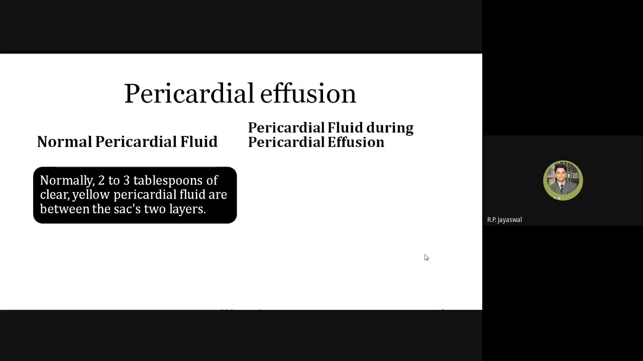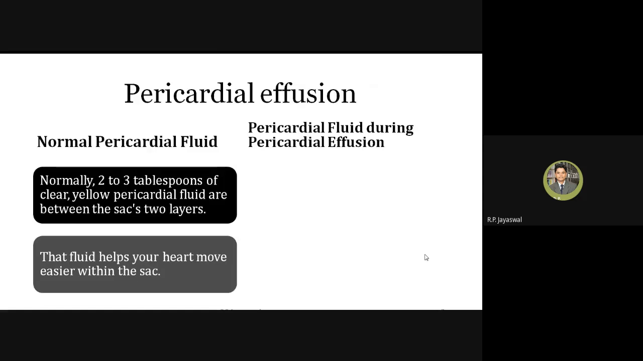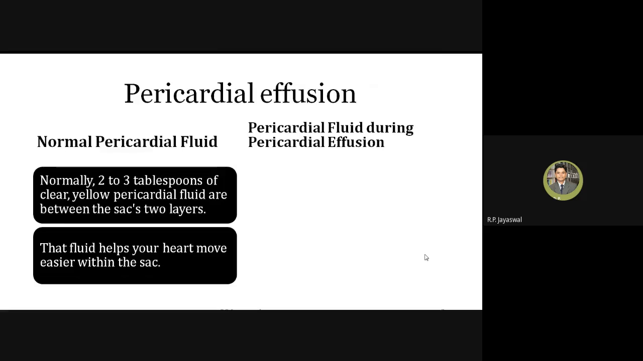The fluid is present in the pericardial cavity, and normally the volume is 2 to 3 tablespoons. This is the volume of pericardial fluid normally present, and the color is usually clear yellow. That fluid helps your heart move easier within the sac.